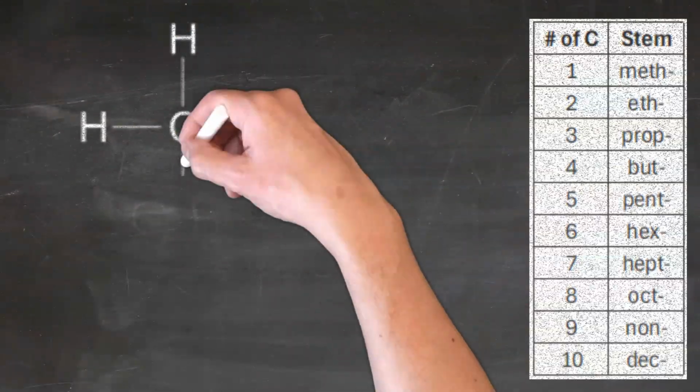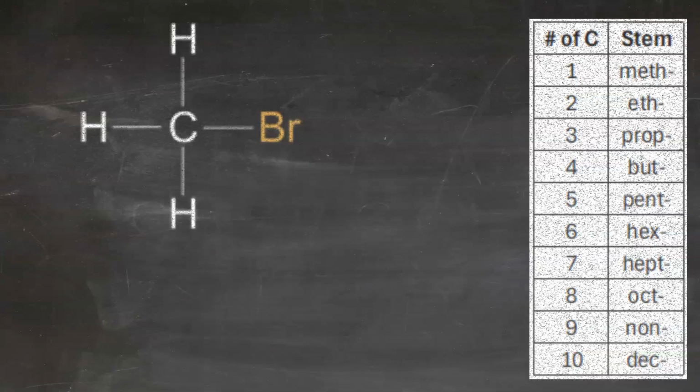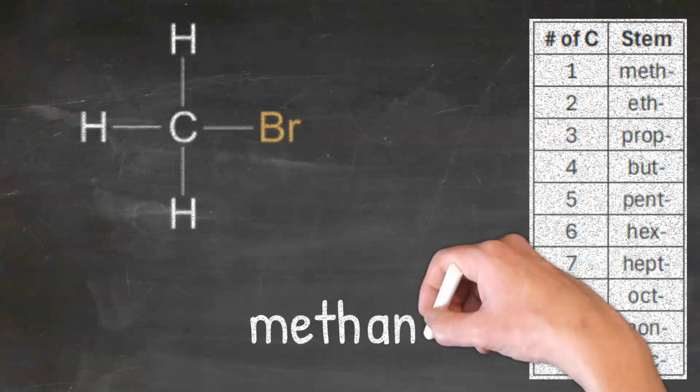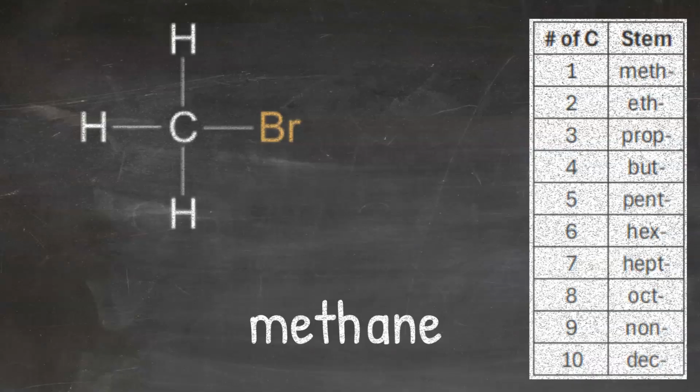So in our first example, we'll look at a simple structure with one halogen bonded to the carbon chain. I'm going to start by identifying the number of carbons in the chain, and this one is pretty easy with only one. So I'm going to use the stem meth. I am then going to add the suffix ane because I'm dealing with an alkane, as these are all single bonds. I then have to account for the halogen bonded to the carbon chain by adding a prefix. The halogen that has been added to the carbon chain is Br, or bromine, and I'm going to use the prefix for bromine, bromo. So once I add bromo to the front, I'm going to have bromomethane.